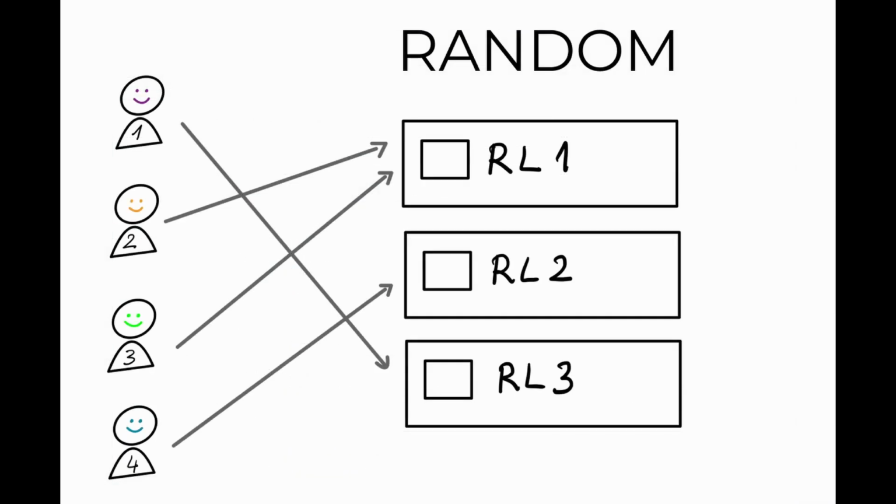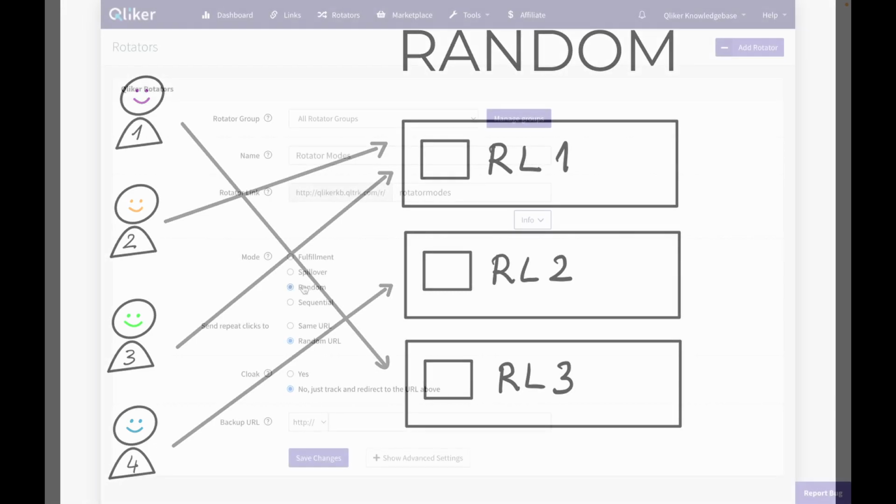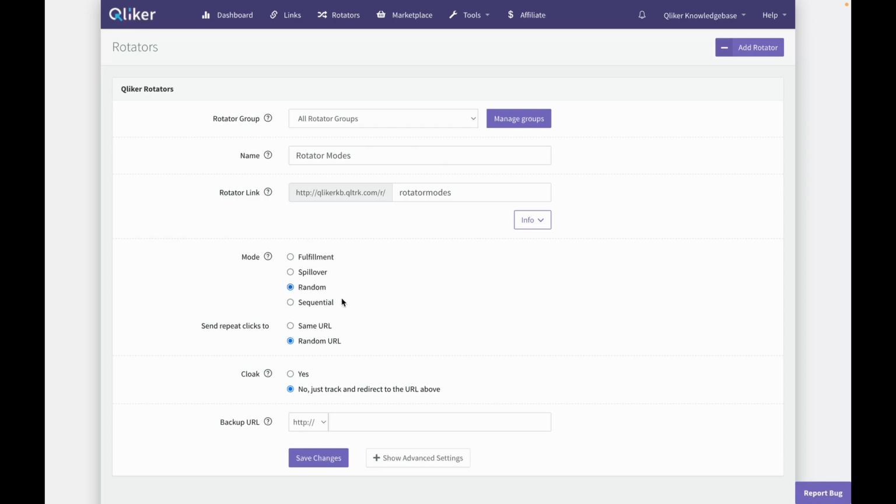Random. In random mode, each visit to your rotator link leads to a randomly selected link from the rotator. You can opt to direct repeated clicks from the same user to the same URL or another random URL.